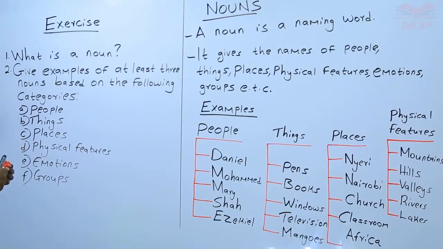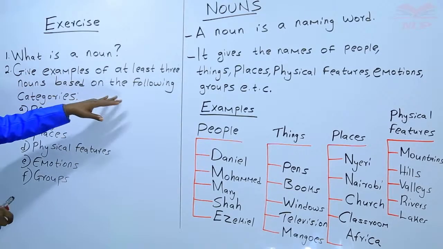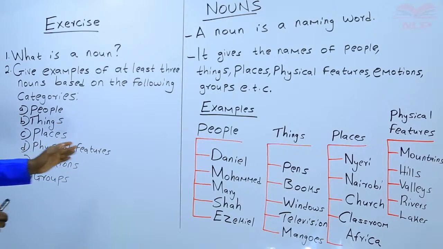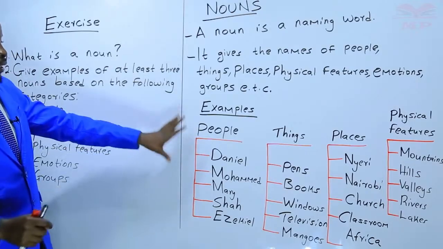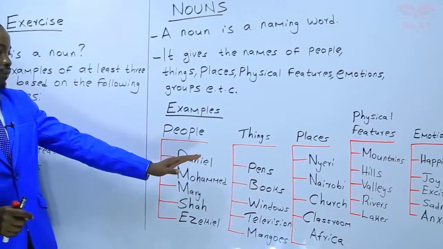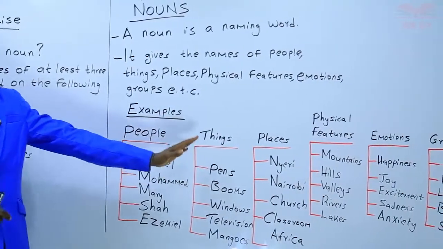So in our second question, I would like you to give examples of at least 3 nouns based on the following categories. And the first category will be people, followed by things. The third one will be places, physical features, emotions, and lastly, groups. And just for your information, do not pick the examples of the nouns that you have listed here. At least give out your own example.